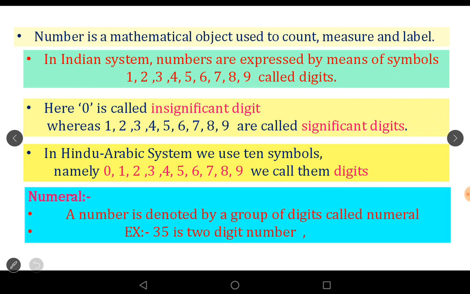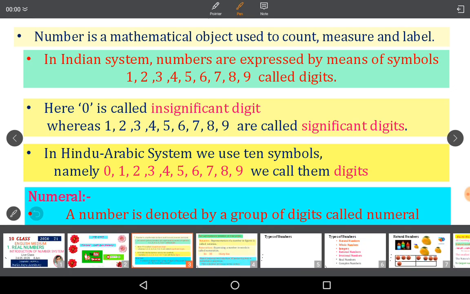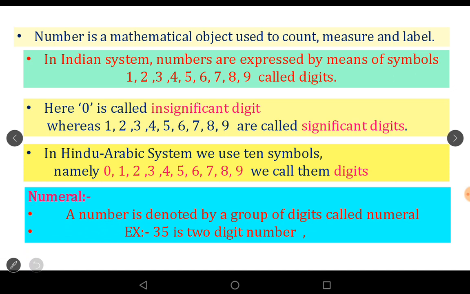Numeral: a number denoted by a group of digits is called a numeral. That is, 2-digit numbers, 3-digit numbers, 4-digit numbers. For example, 35 is a 2-digit number. Another example, 475 is a 3-digit number. 11079 is a 5-digit number. Okay, students.